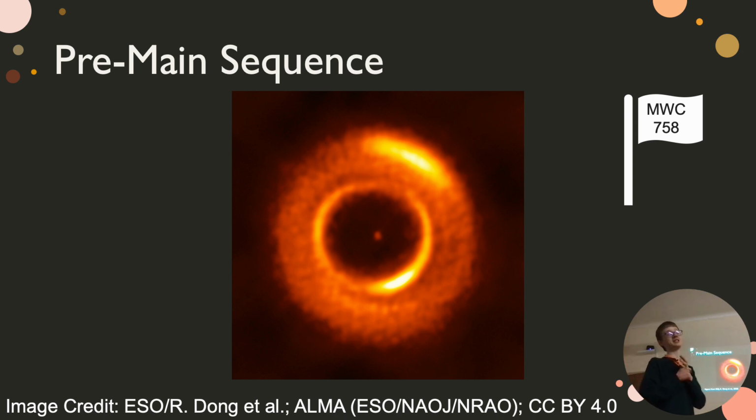And the problem with massive stars is that evolution is always much faster than low mass stars. So it's much less likely to find a pre-ZAMS star that's a massive star than a low mass star. So that's why I've got this example here. That was imaged by ALMA, and it's a star in Taurus.